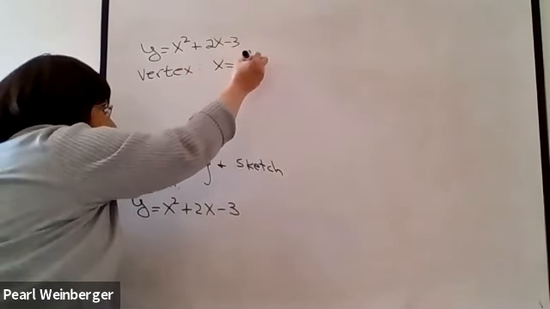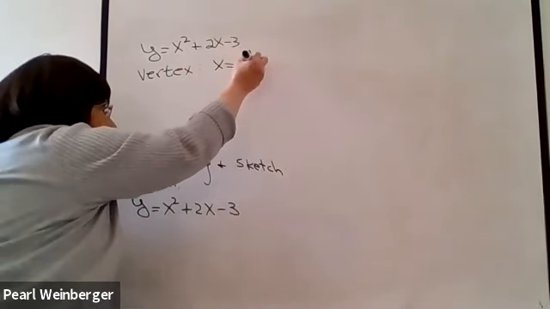Now, if I want to do negative b over 2a, I'm going to have to do x equals negative 2, because my b is 2, over 2 times 1. So it turns out that I'm getting negative 2 over 2, which is negative 1. Again, that's just the x value of the vertex.